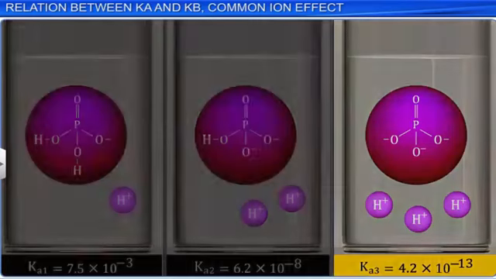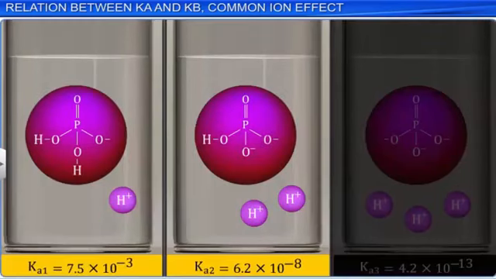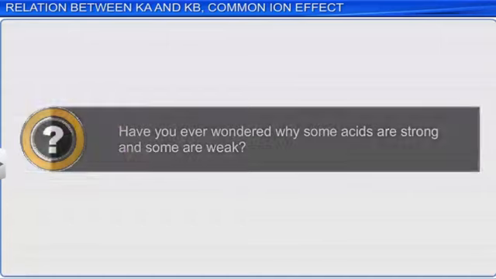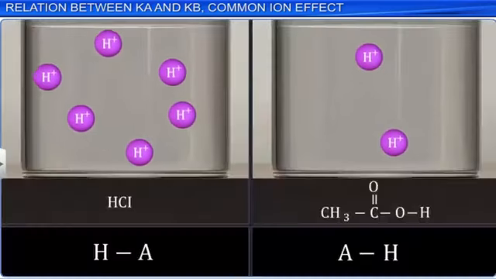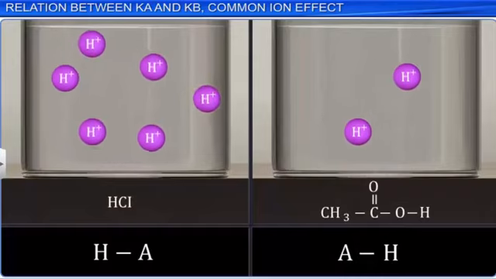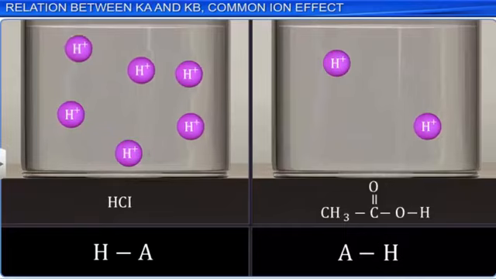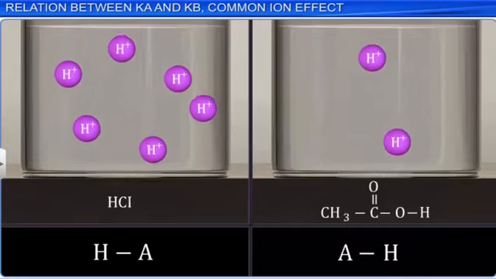Have you ever wondered why some acids are strong and some are weak? The extent of the dissociation of an acid, or the strength of an acid, depends on the strength and polarity of the HA bond. In general, the weaker the HA bond, the less is the energy required to break the bond and the stronger is the acid.